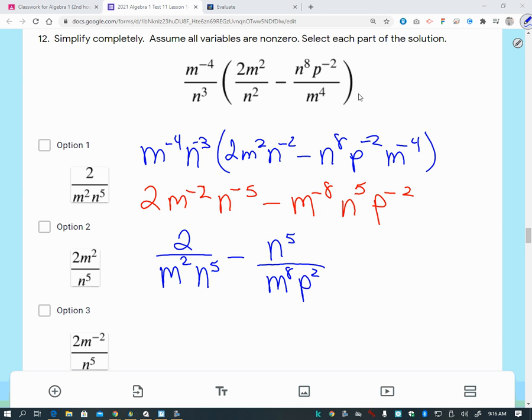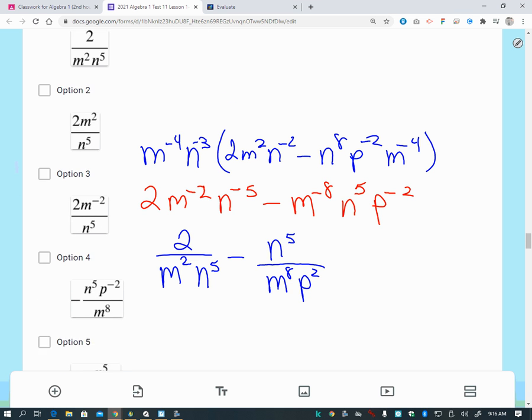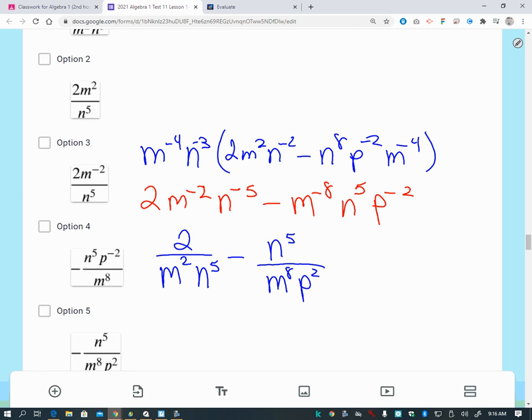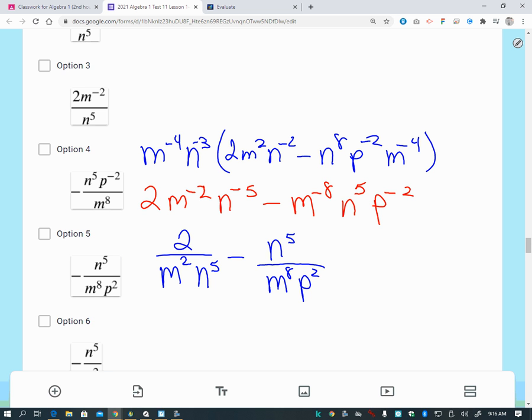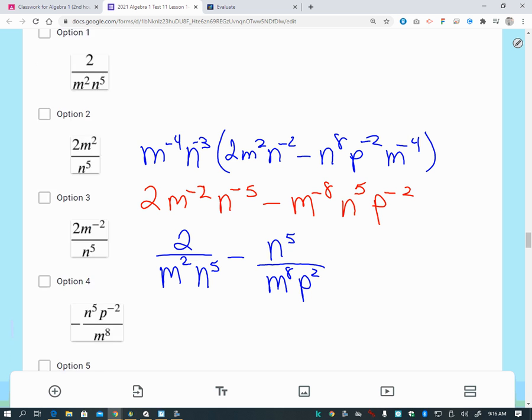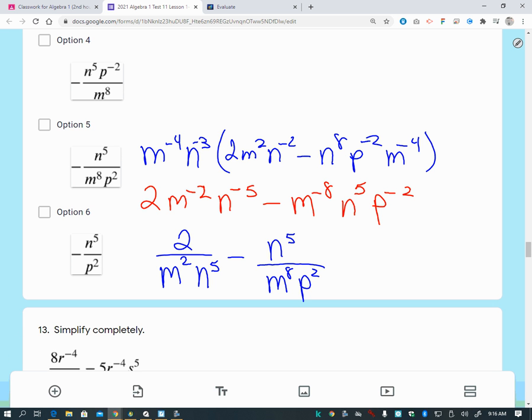Okay, and make sure you include all the parts, because it's easy enough to go through all the steps correctly and still get this wrong if you're not selecting everything. Okay, so we should have 2 over m squared n to the fifth. So we should have option number 1 here. And we want minus n to the fifth over m to the eighth p squared. So we want option 1 and option 5, right? We've got to select them both. We can't select anything extra. We can't select anything less if we want points there.